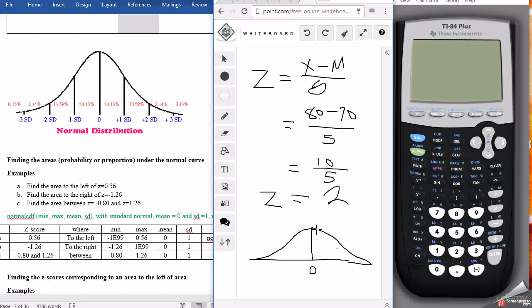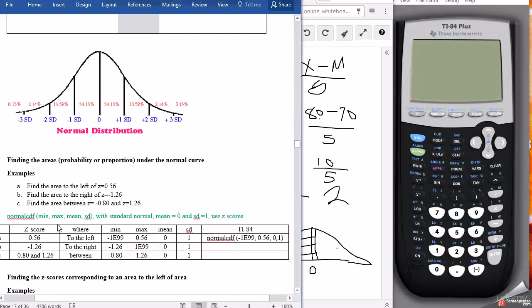Then 0.56 will be somewhere here, to the right of the mean. That's 0.56. So we're looking for this whole area. Okay, this is 0.56. So to do that, we are going to use normal CDF, and we have the minimum, maximum, mean, and standard deviation. So the z-score is 0.56, and we are going to do this to the left.